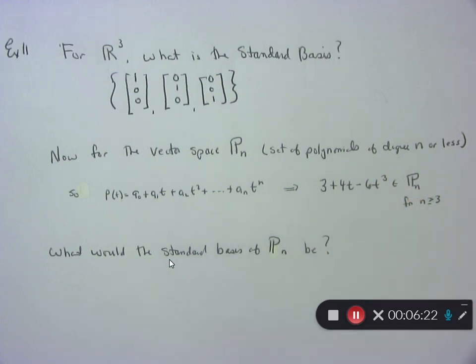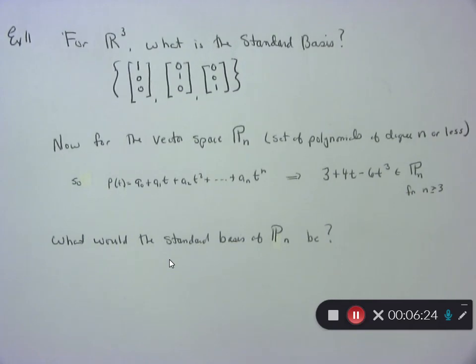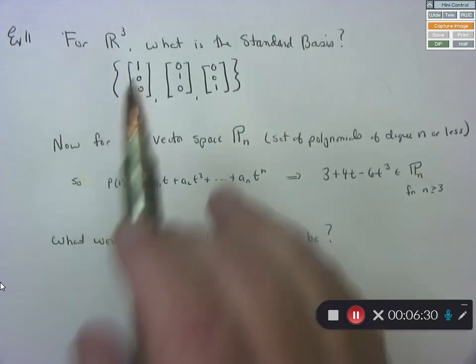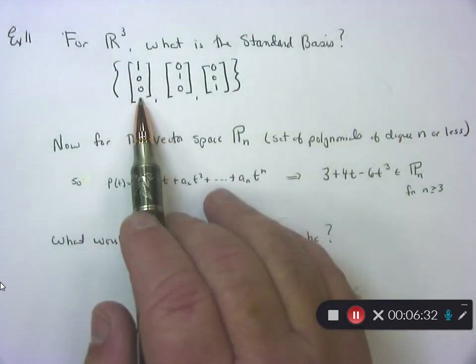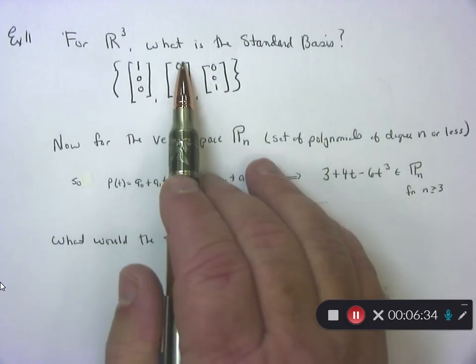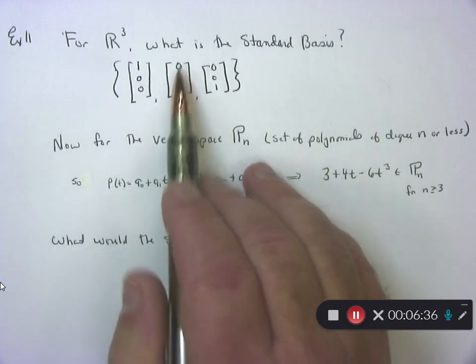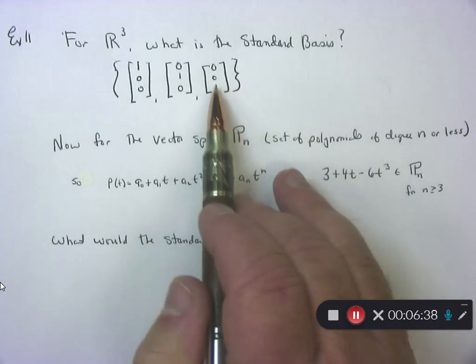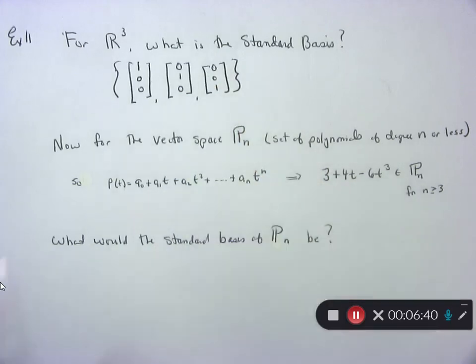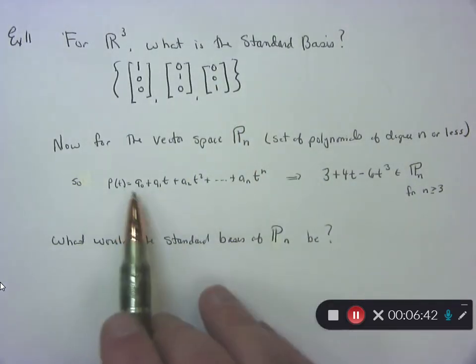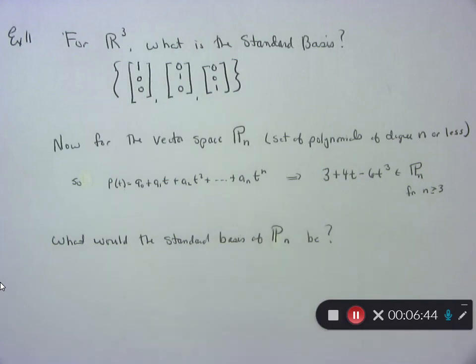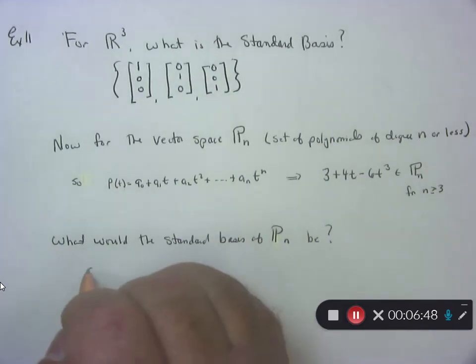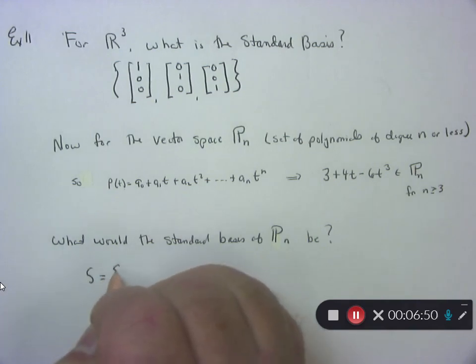What would the standard basis of this guy be? Well, what's the standard basis in Rn? Catch a pattern. It's 1 in the first component, 0 everywhere else. Second one is 1 in the second component, 0 everywhere else. And for the third component, 1 in the third component, 0 everywhere else. So if you look at this guy right here, what would a standard basis of Pn be? It would be the set, let's call it S for set, of vectors.